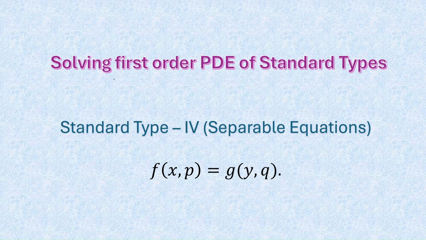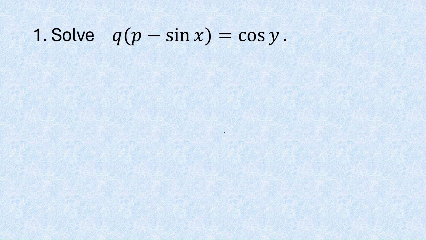So in this video, we are going to see standard type 4, which is otherwise called a separable equation. Separable equation means here we are able to separate the equation, with a function of x and p on one side and a function of y and q on the other side. For example, look into this problem. q into p minus sin x is equal to cos y.